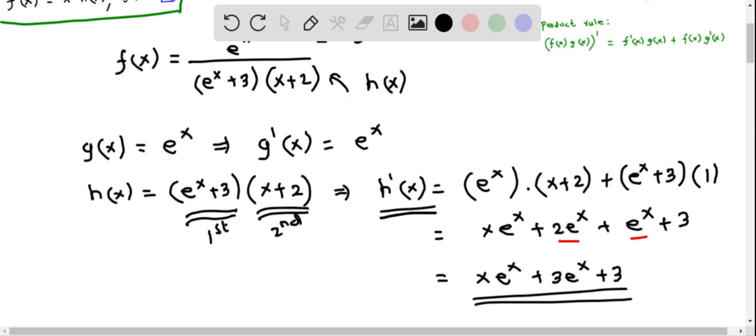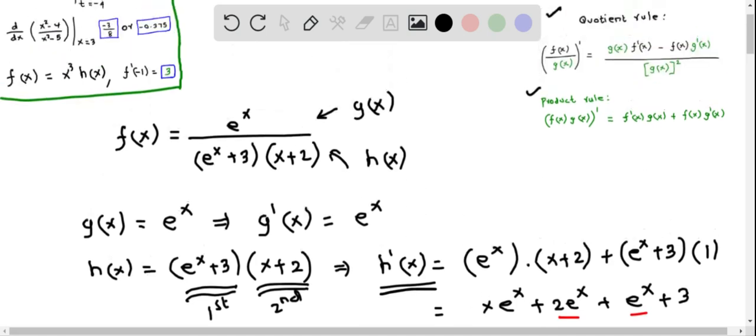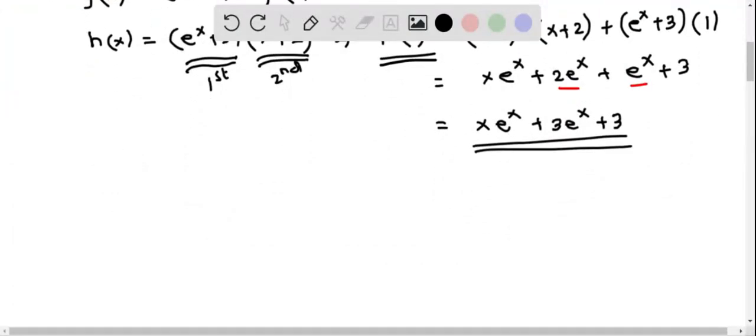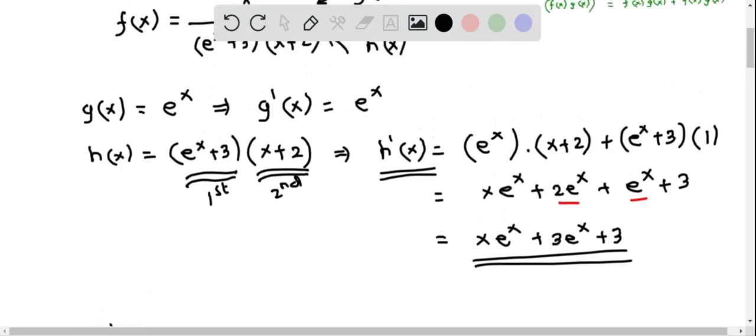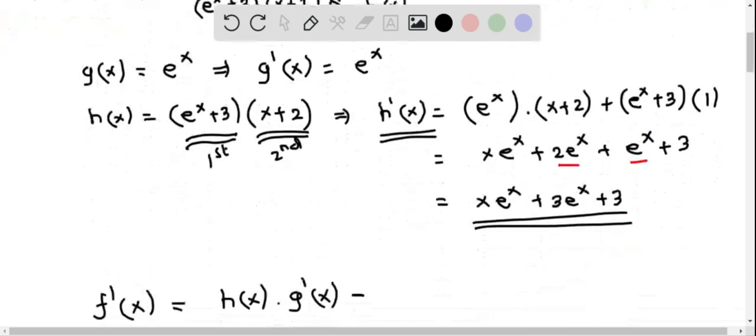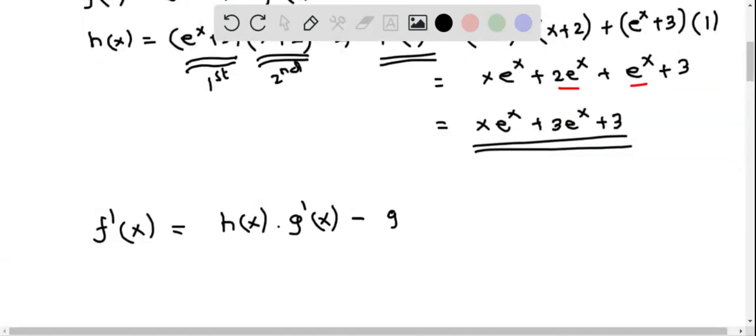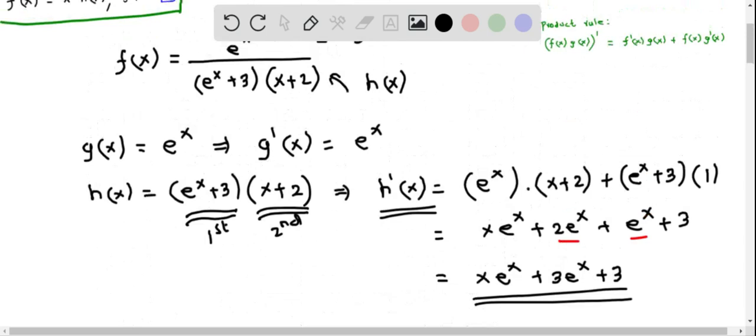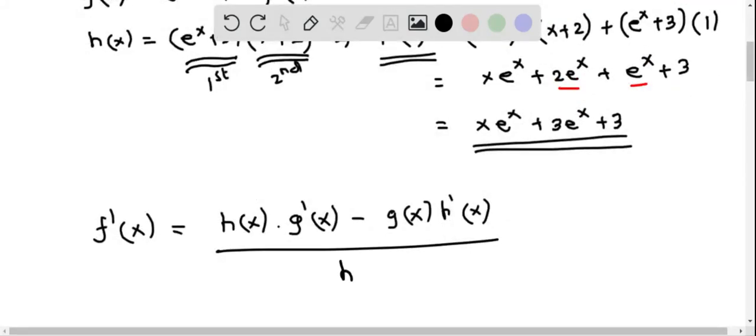So this expression is basically the h prime of x. Now we can determine the f prime of x using the quotient rule. So I'm going to apply the quotient rule to find the derivative, that is f prime of x. According to the rule, we have to put h of x first. So I write down h of x times g prime of x, and then minus g of x multiplied with h prime of x, and this all over the denominator, which is h of x quantity squared.